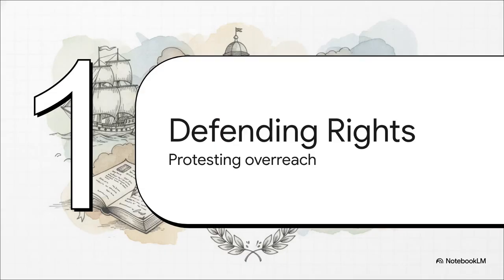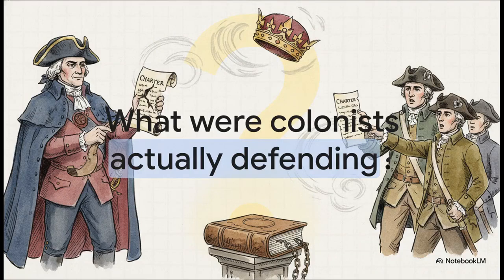Now for Section 4, Defending Traditional Rights. So what happens when that trust is completely broken? Imagine a scenario where a royal governor comes in and simply ignores the charter. The colonists immediately protest. But here's a really critical question. What are they actually defending? Are they just being rebellious teenagers looking for a fight?